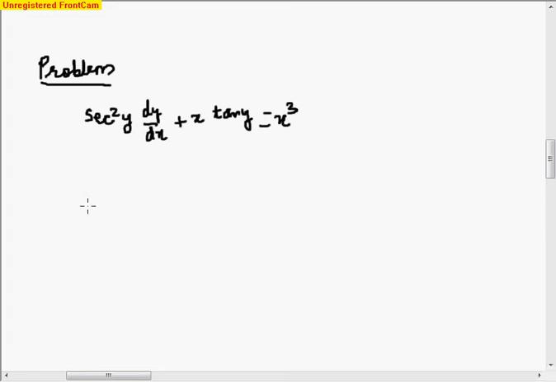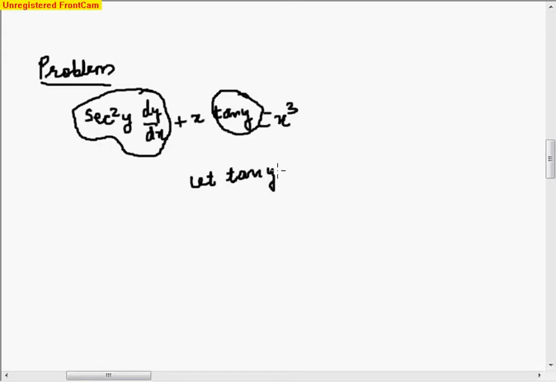Can you tell me from where should I start? Very obvious thing you can see. This is tan y, and differentiation of tan y is secant square y. So I must substitute tan y as something. This is actually not in that exact form, not in Bernoulli's form. We can reduce it to Bernoulli's form. Let tan y be equal to some w. So I have secant square y dy by dx is equal to dw by dx.